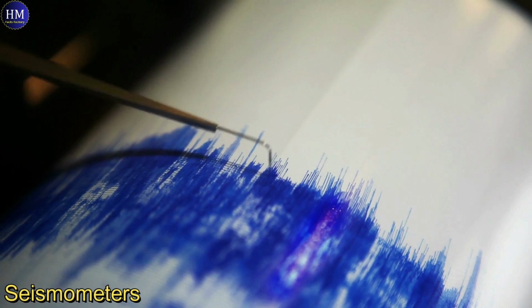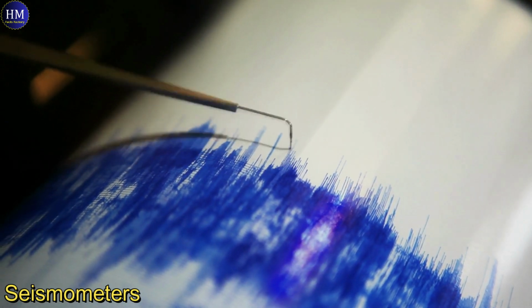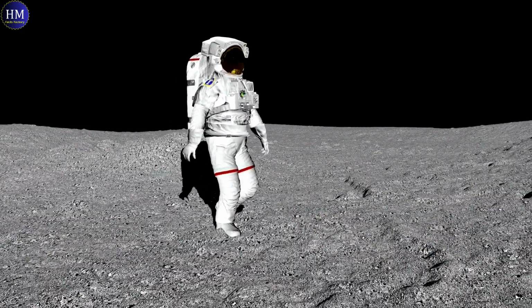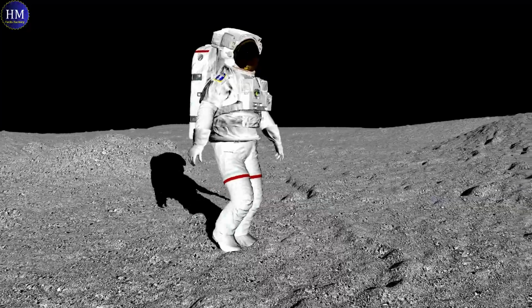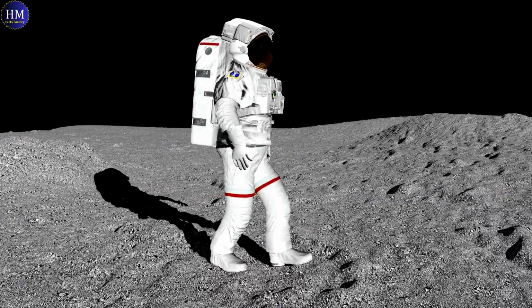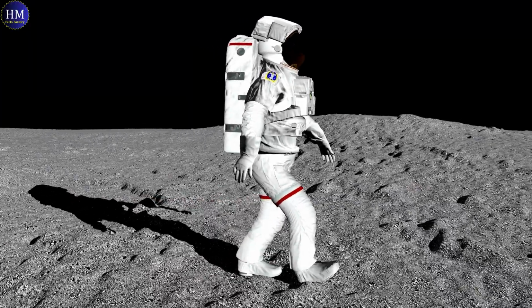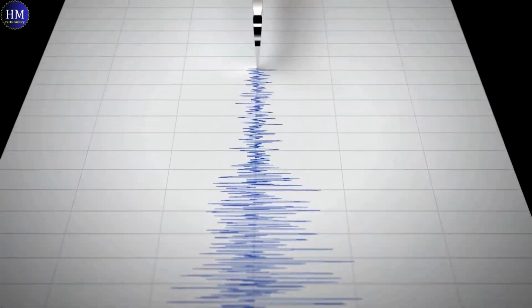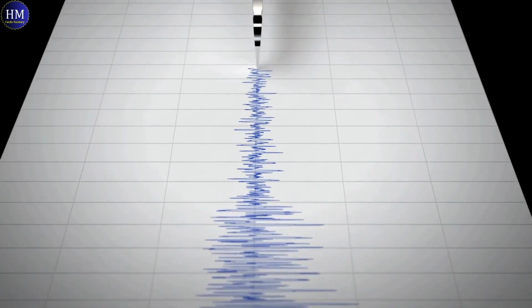Moonquakes are measured using seismometers, which are instruments that detect and record ground vibrations. The Apollo astronauts deployed several seismometers on the moon during their missions, which recorded thousands of seismic events, including meteor impacts and deep and shallow moonquakes. The data from these seismometers helped scientists understand the internal structure of the moon.